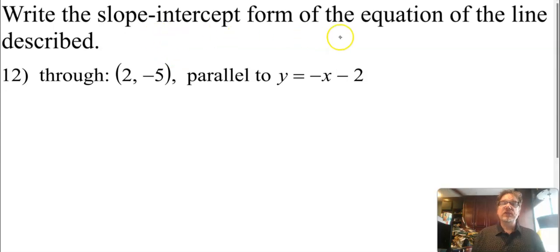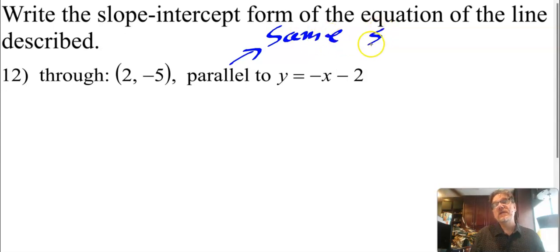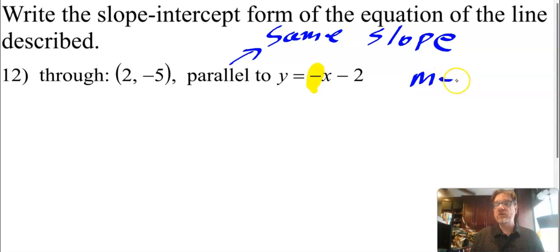So again, let's write the slope-intercept form of the equation for this line. Parallel lines have the same slope. So let's find the slope of this line. Slope is always the number in front of x. It says just m, so we understand that the slope of this line is negative 1. Negative 1x, negative 1x right there.